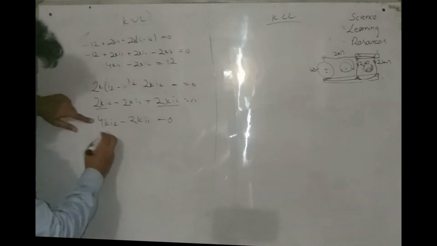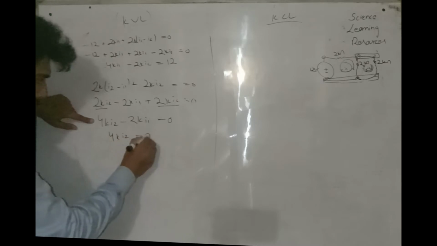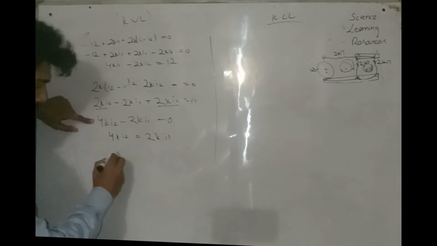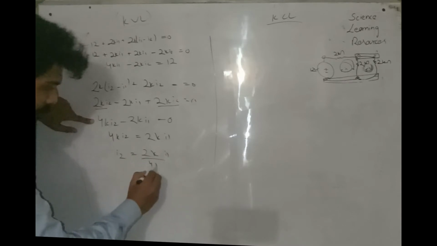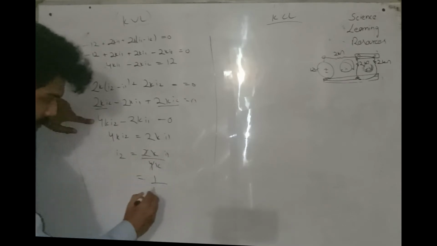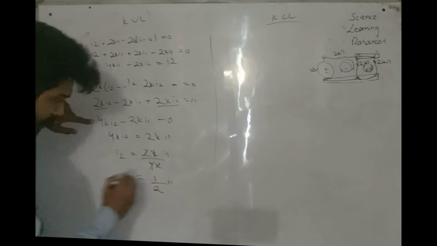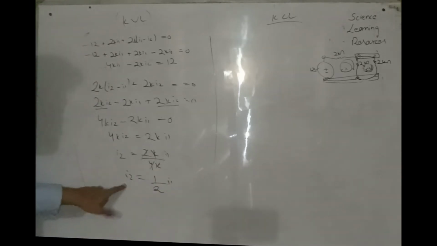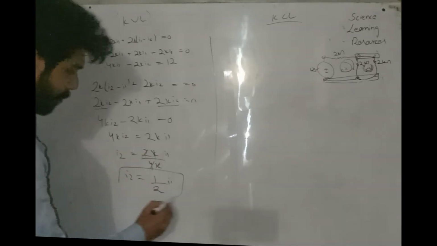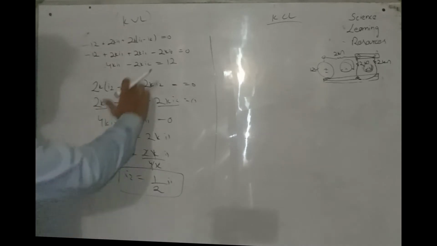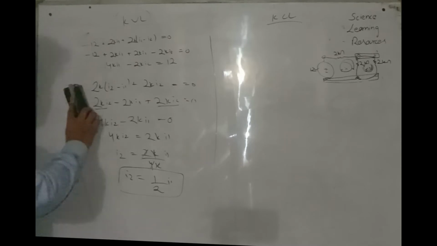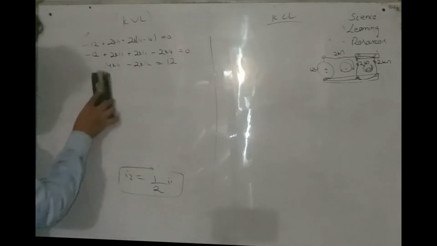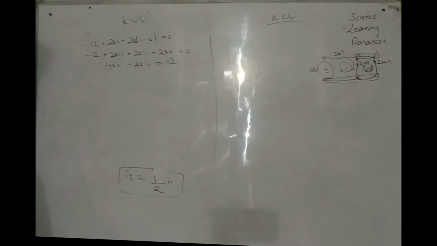So 4k I2 equals 2k I1, then I2 is equal to 2k I1 over 4k. The 2k will cancel with the k, so I2 is equal to half of I1. Whenever I see I2, I have to write 1 over 2 I1. I am going to substitute this into the first equation.